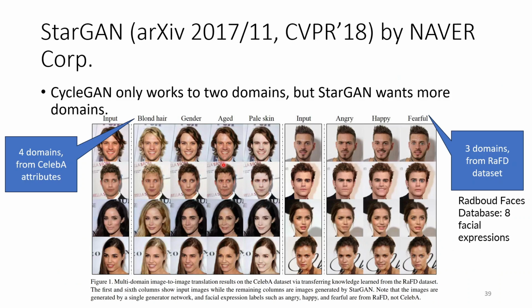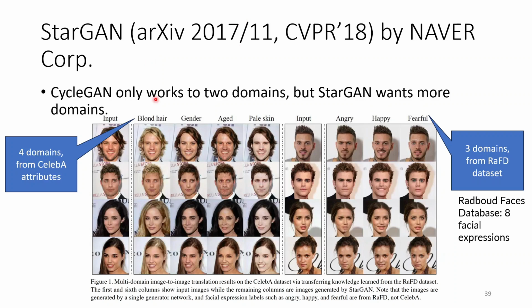Okay, then one year later, there is a very famous GAN called StarGAN. It was published in CVPR 18. And it was developed by Naver. So do you know what Naver is? You may not know it, but do you use Line? Yeah, Line is the app on your cell phone. Naver is the parent company of the Line company.